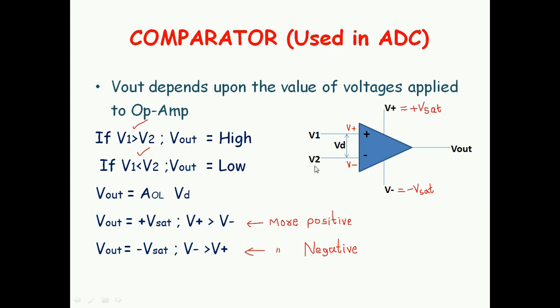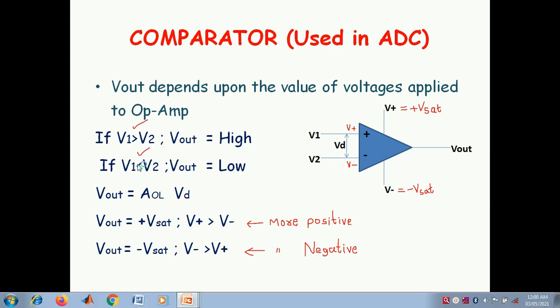High in the sense it is referring to plus V saturation voltage. So the second condition, when V2, that is V minus, is greater than V1 or V plus, I mean to say when V1 is less than V2, that means V2 is more negative than V1. When it is more negative, then the output voltage is low. Low in the sense it is referring to minus V saturation voltage. That is, if V1 is greater than V2, V out will be high. If V1 is less than V2, V out will be low.